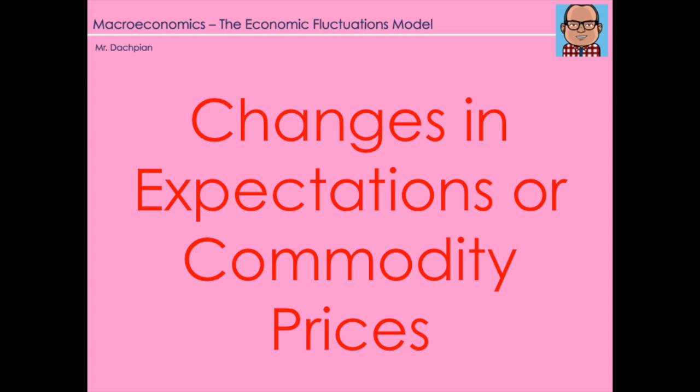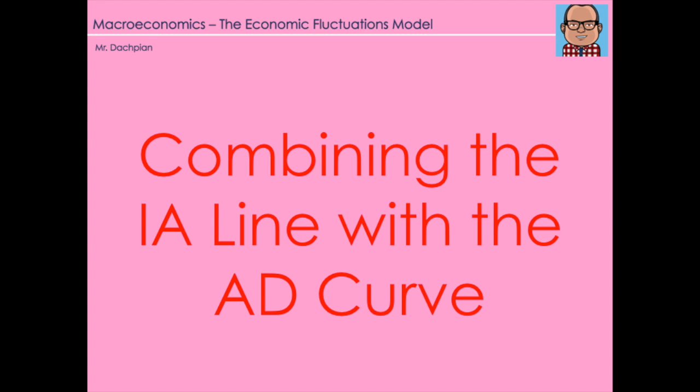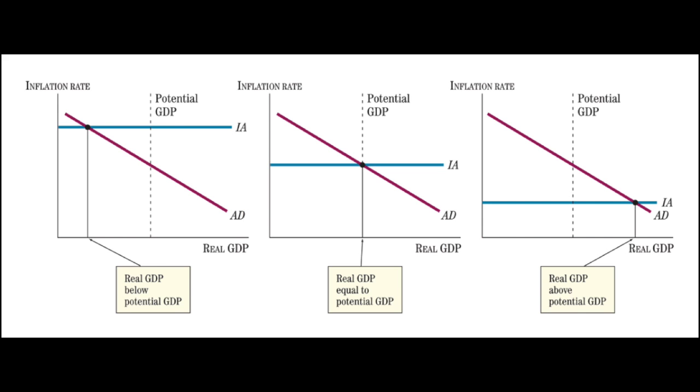An increase in the expectations of inflation will shift the inflation adjustment line upwards, while a decrease in the expectations of inflation will shift the inflation adjustment line downwards. An increase in the prices of commodities will shift the IA line upwards, while a decrease in the price of commodities will shift the IA line downwards.